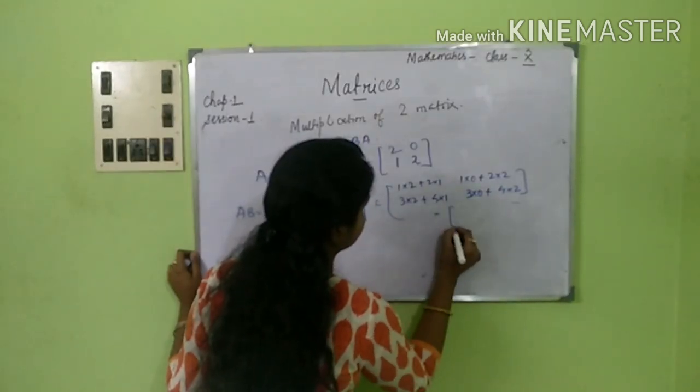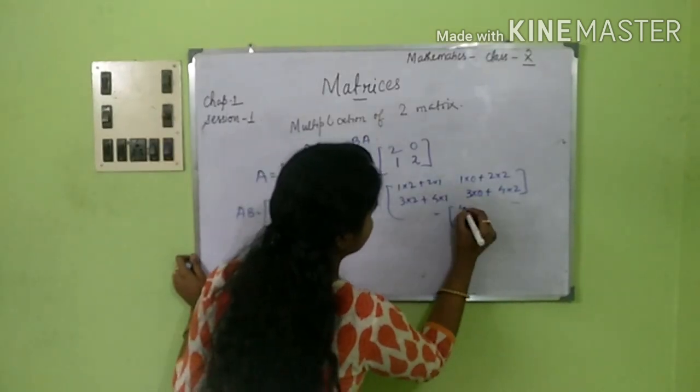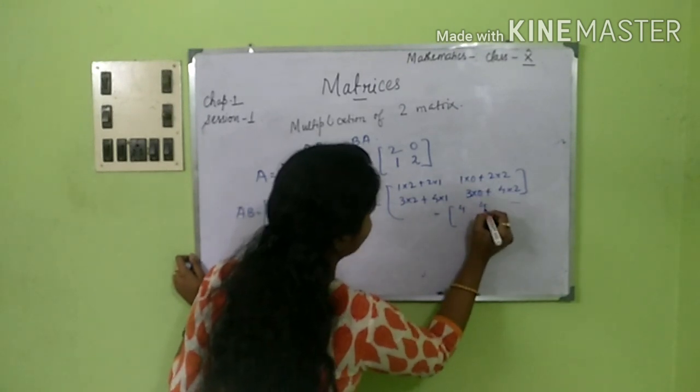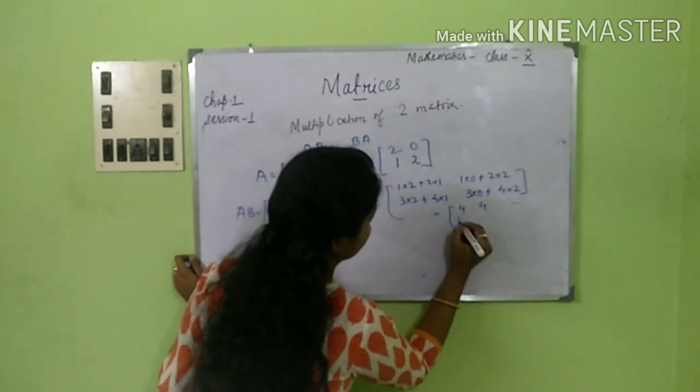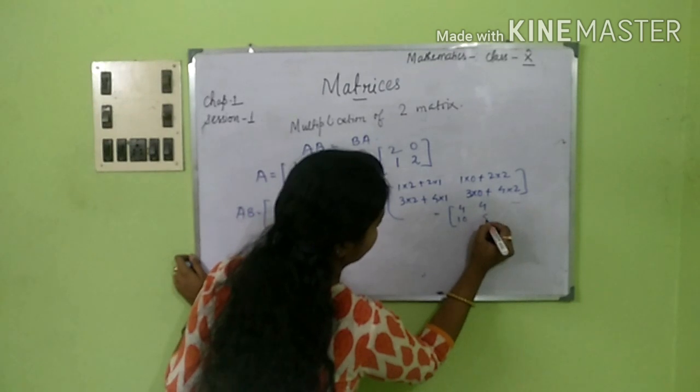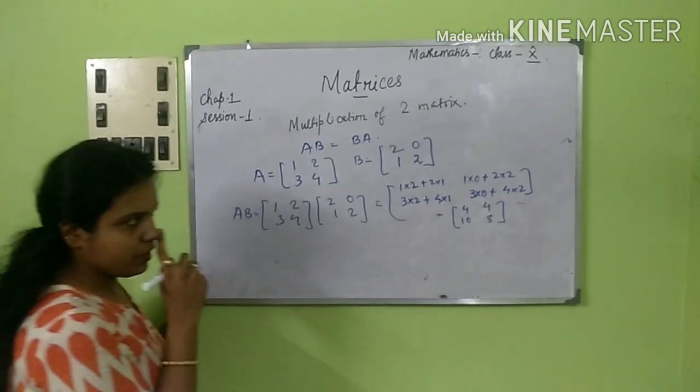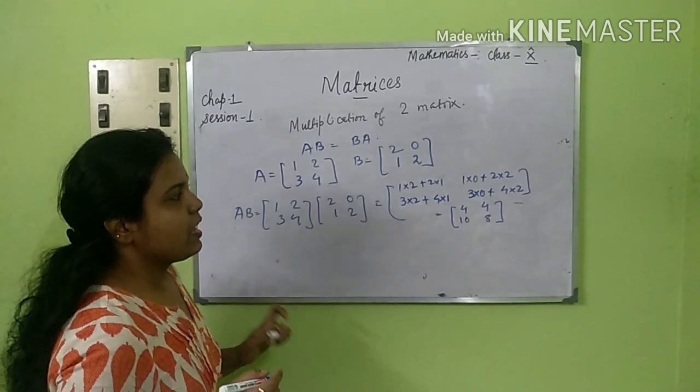So you get it as 2 plus 2, that is 4. This comes 4. 6 plus 4, 10. This comes your 8. Okay, so this is your answer.